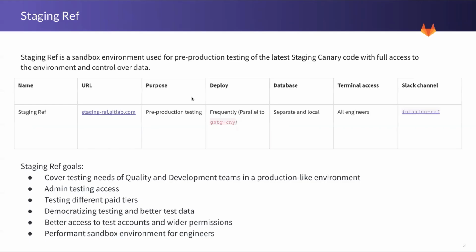Staging Ref was designed as a safe playground for engineers to test the latest staging canary code. Staging Ref deployments do not block the deployment process, and the environment can be tweaked or updated by any GitLab engineer. So GitLab engineers have wide permissions and full control over the environment. Also, Staging Ref follows the 10K hybrid architecture, so it's more performant than the existing staging and could be used for load testing if needed.